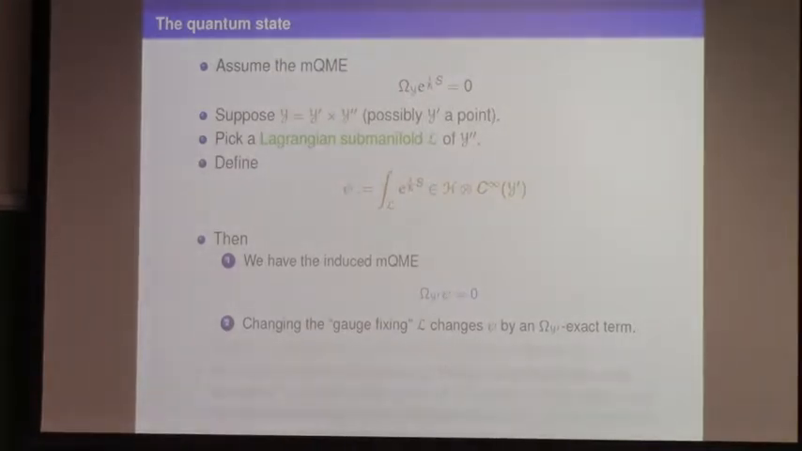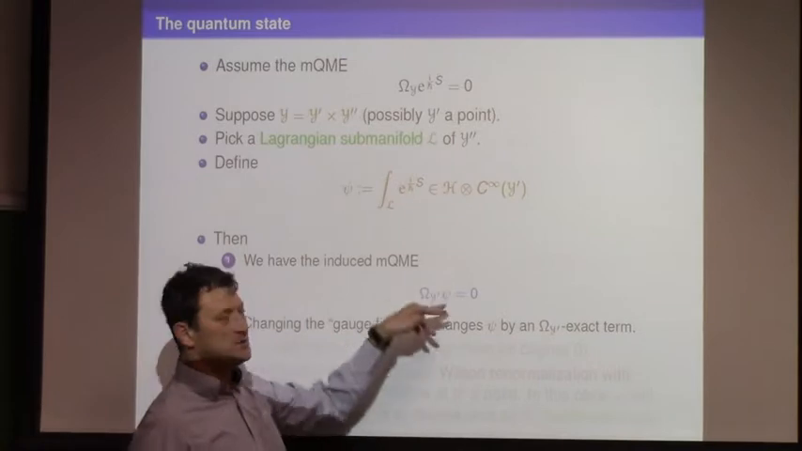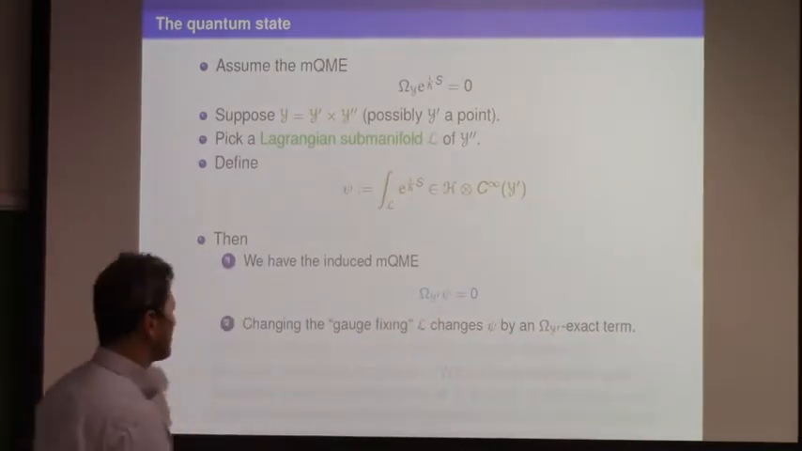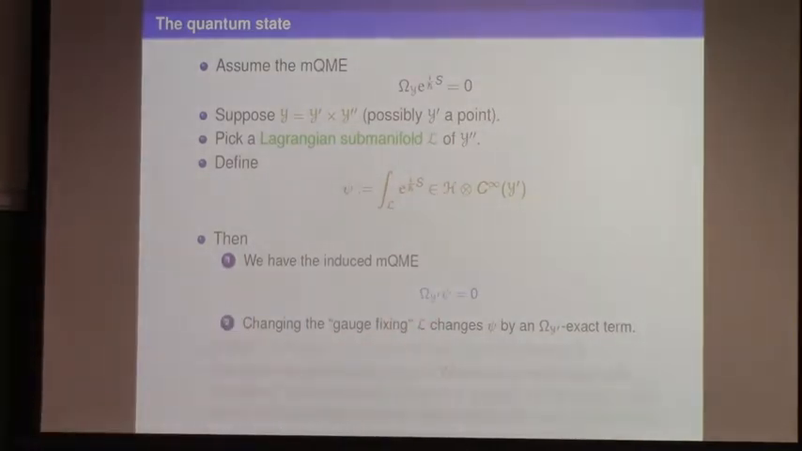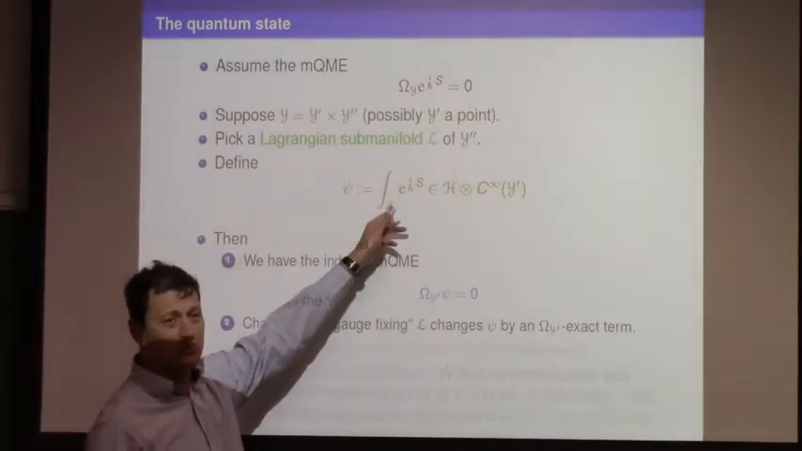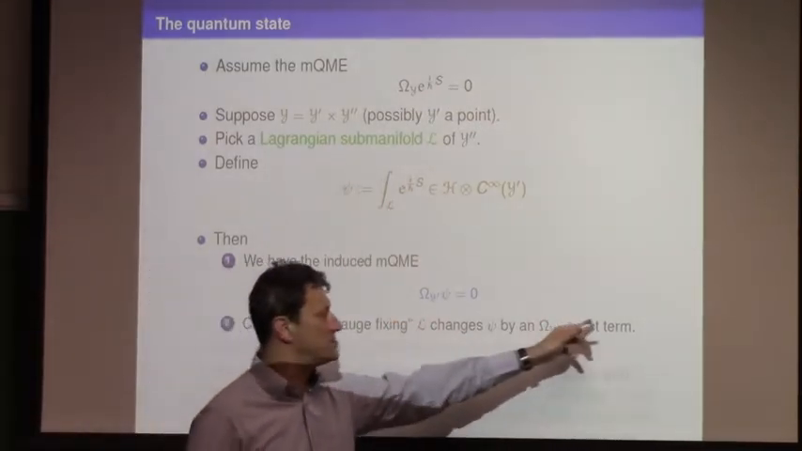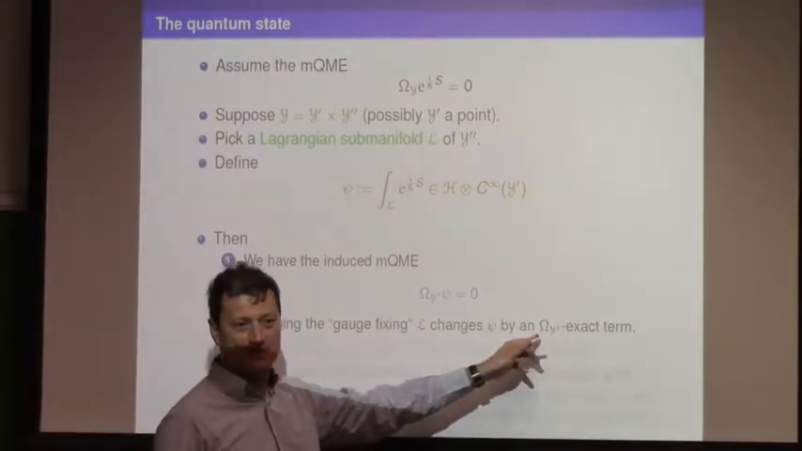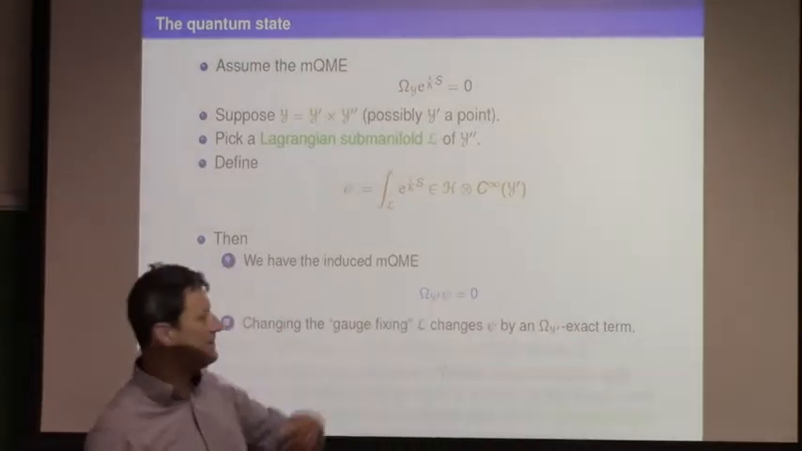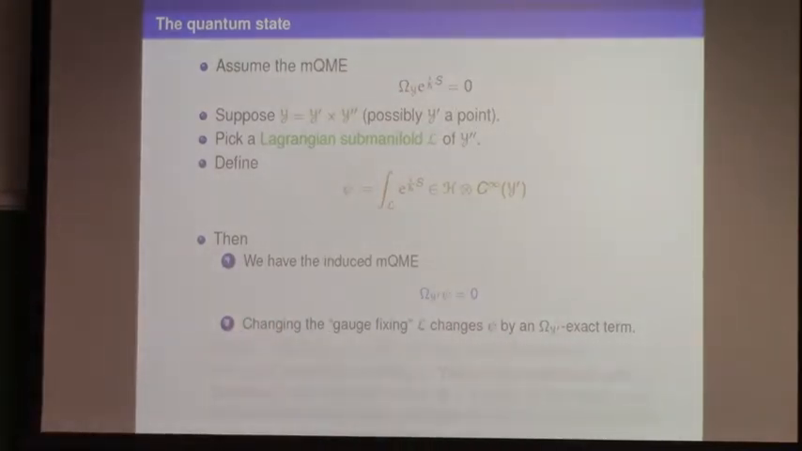Okay? So this means that this equation is compatible with this fiber integration. And the other thing you can see is that if you deform the Lagrangian, the result changes by an omega y prime exact term. So the omega y homology is the important point.